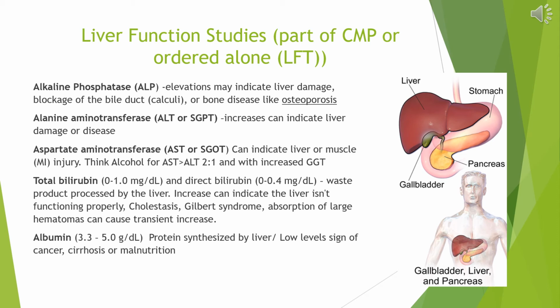Total bilirubin and indirect bilirubin, you've got the reference ranges there. This is a waste product that's processed by the liver. An increase may indicate that the liver isn't functioning properly. If you've got cholestasis, Gilbert syndrome, or an absorption of a large hematoma that a patient had, that can also cause a transient increase. And then we've got albumin, a protein synthesized by the liver. Low levels can be a sign of cancer, cirrhosis, or malnutrition.